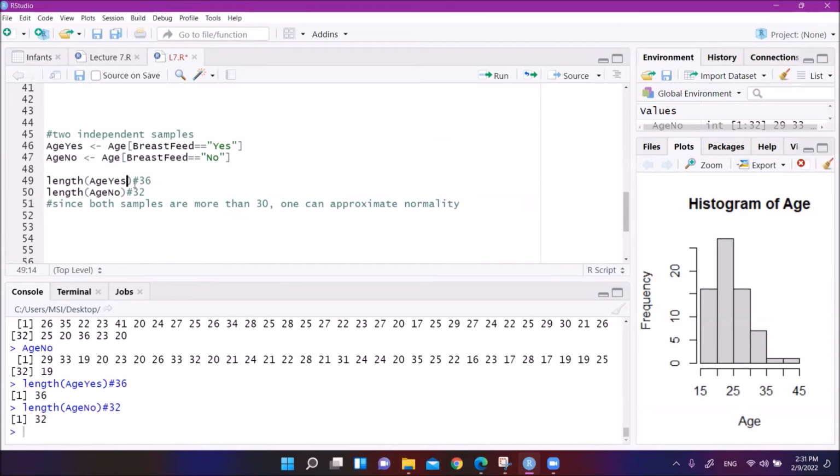So I have commented these things here. Since both samples are more than 30, one can approximate normality. So this is just one way. But at the exam, I told you, if I tell you this is a large sample, you can approximate this one. Otherwise, you have to do the Shapiro test, the normality test. So how do you do the Shapiro test?